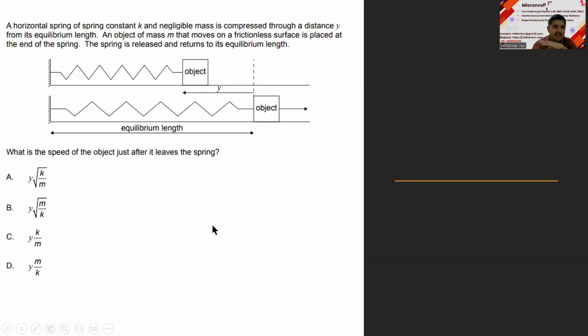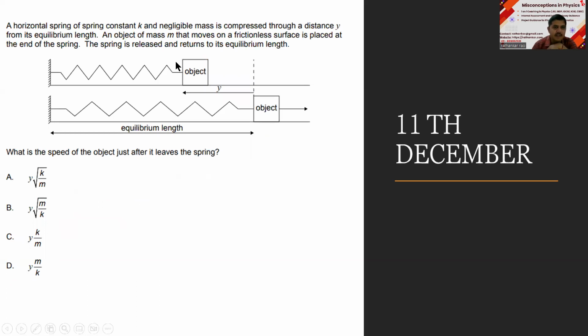And then the next one: a horizontal spring of spring constant K and negligible mass is compressed through a distance Y from its equilibrium length. This is my equilibrium length, and from here you are just pushing it like this. So pushing it, the spring gets compressed. An object of mass M moves on a frictionless surface. There's no friction over here, which means when you apply a force, now there's a restoring force. So this spring now tries to push it backwards. The object placed at the end of the spring is released and returns to its equilibrium position. The moment it leaves here, it immediately comes back over here. Does it stop here? No, it doesn't stop. It keeps on moving like this, right?